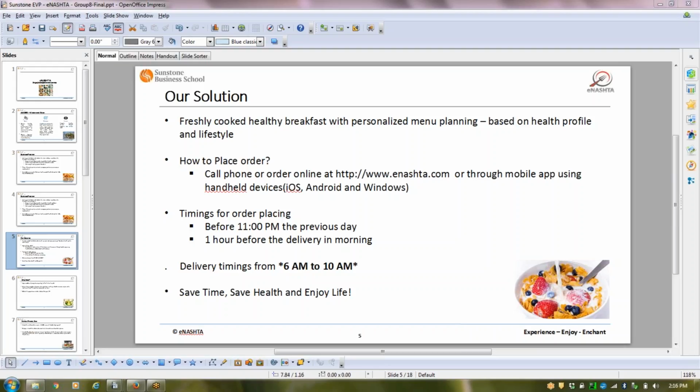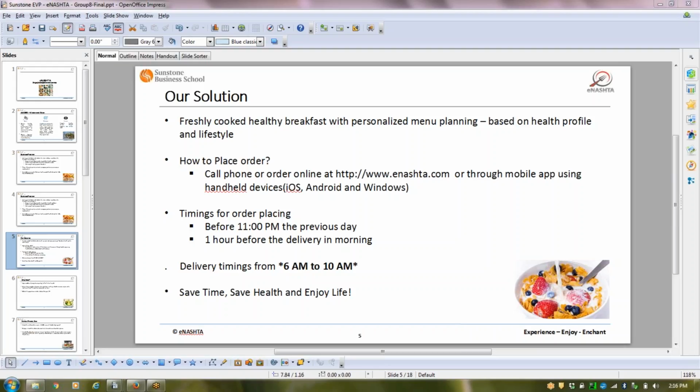And also there is personalized menu planning wherein you can set the menu. You can say that on Monday you need this particular breakfast, Tuesday this one. So you can set the menu and the timing that way, and the breakfast will be delivered at your home. And you can do all these things without going out to the hotel and placing the order. You can do this just by logging into their website or mobile app, or even calling up their call center.